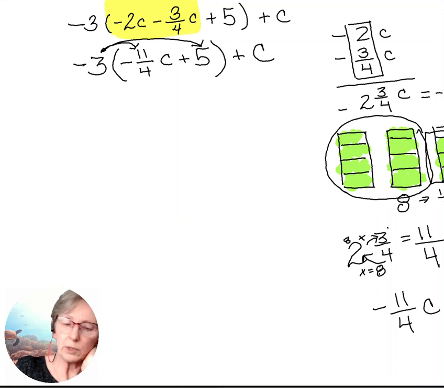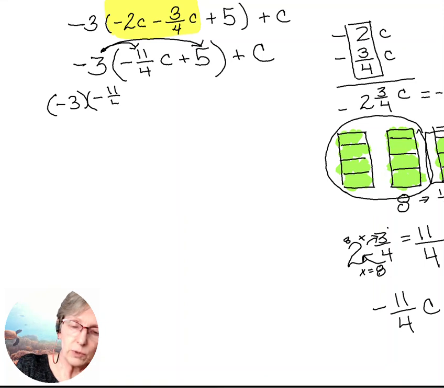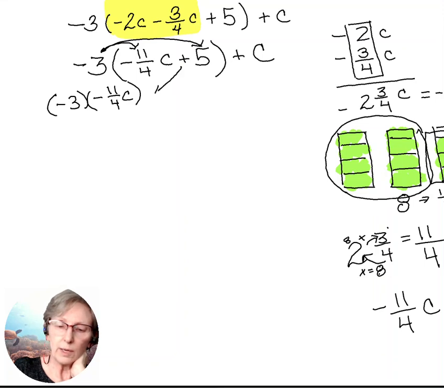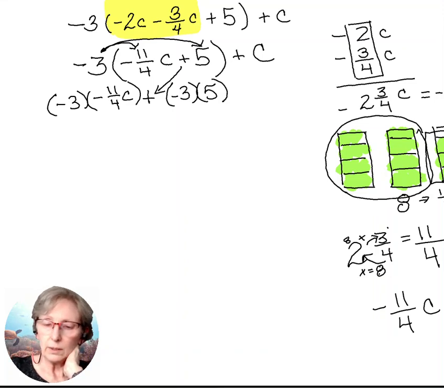Distributive property multiplies everything outside the parentheses to everything inside the parentheses. So we have negative 3 times negative 11 over 4c. We bring down the operand, which in this case is addition. Negative 3 times positive 5. And we haven't done anything with the addition of c, so we're just going to drag that down here with everything else.